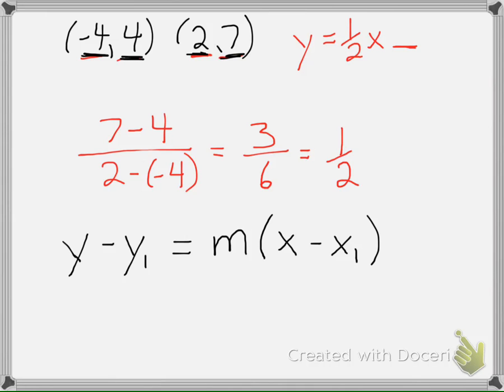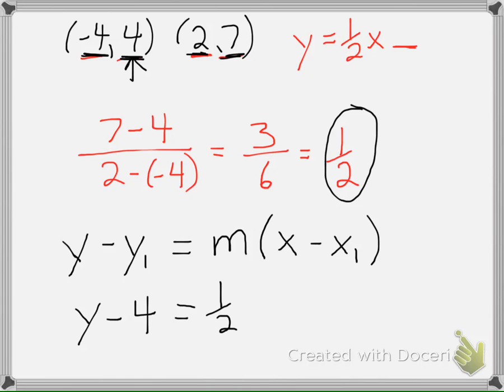So they used -4, 4. So we'll use that one just to do the same. So I'm going to plug in y minus, and if I use -4, 4, that means my y value is 4. So y minus 4 equals, now m is our slope, which we already found to be 1/2.